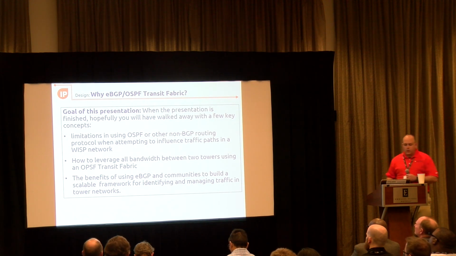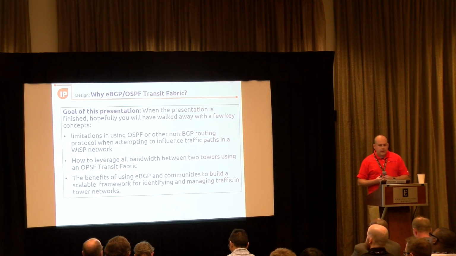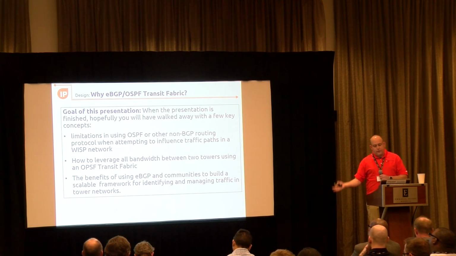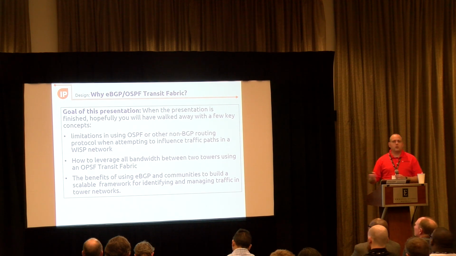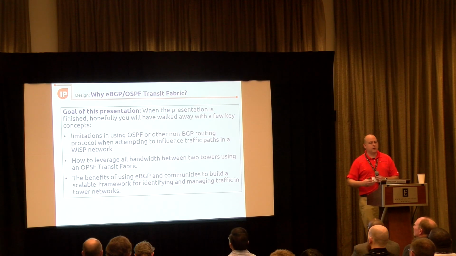So let's talk about the goal of this presentation. This is one of the things to give you an idea of why we're talking about this and what this is all about. And hopefully when you walk away from this, you're going to have a few things nailed down. One of the first things I'm going to talk about is if you use OSPF or maybe you use static routes or something other than BGP for routing your WISP, some of the limitations that you hit. This is actually one of the most common reasons people come to us for consulting: they've hit a wall in their routing. They're trying to move traffic around, they're trying to do something, and they've hit a complete wall in OSPF. And once you grow to a certain size, you will outgrow OSPF. It's almost a given.